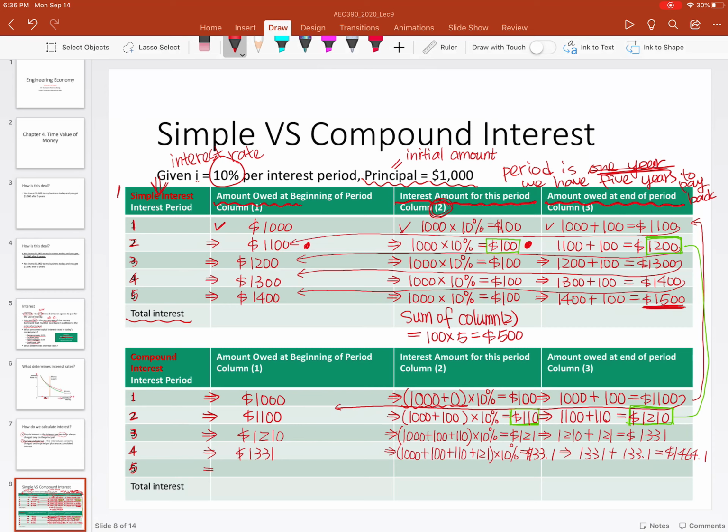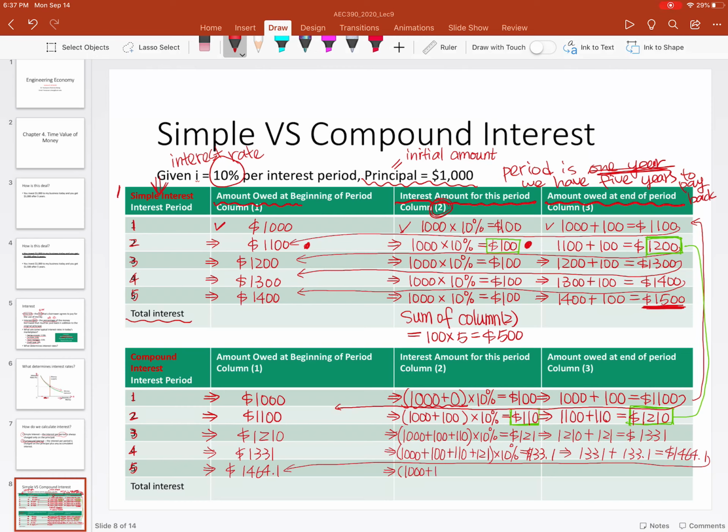Okay. Now let's enter the last year, the 5th year. At the beginning of the 5th year, how much do you owe to the bank? You owe 1464.1. Just copy that number from here. And then what is the interest? Compound interest is based on the initial amount you borrow, or the principal, plus all the previous interest.